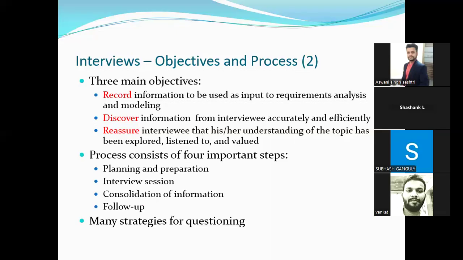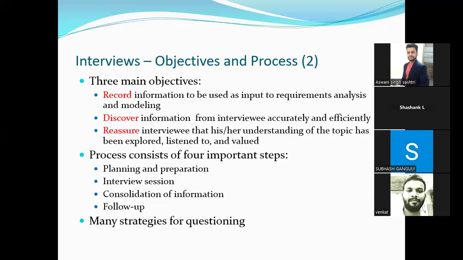Now, what is the process of having the interview? The first process is plan and preparation. What comes in plan and preparation? We should plan. For example, I want to have an interview on Monday or Tuesday or any day, then we should send the intimation initially.